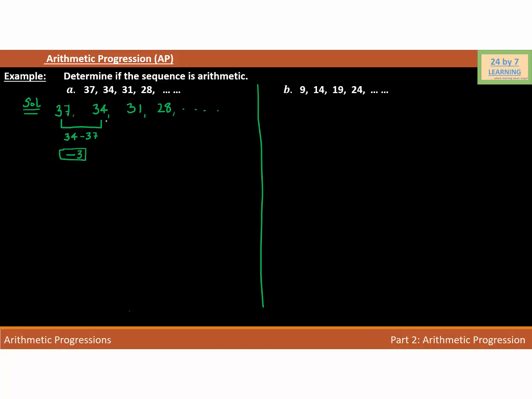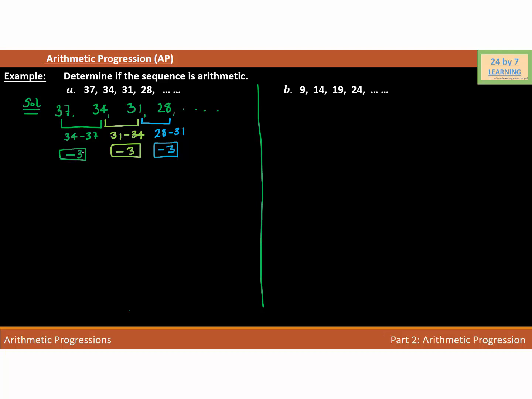Now let's find the difference between the next two terms. The difference is 31 minus 34, and 31 minus 34 is again negative 3. Now let's consider the next two terms, which are 31 and 28. I will write 28 minus 31, and as we know, 28 minus 31 is negative 3.